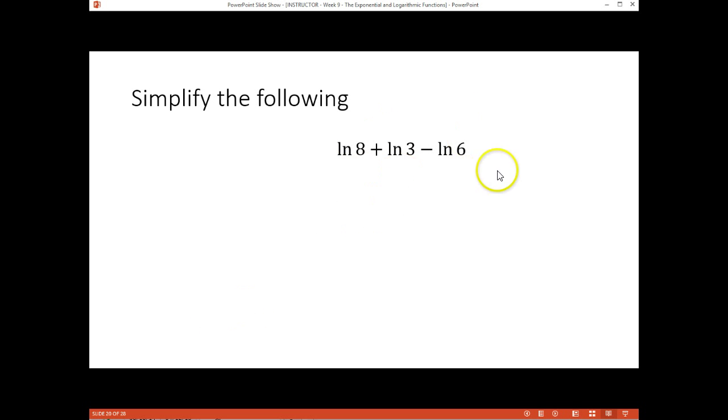If I want to simplify this, the natural log of 8 plus the natural log of 3 minus the natural log of 6, I can actually combine these into a single log. Your rule says that when you add logs, you multiply, and when you subtract, you divide. So this is equal to the natural log of 8 times 3 divided by 6. Well, we can simplify the numerator, which is 24 divided by 6, and then reduce that just to the natural log of 4. So I can take this entire equation and reduce it to simply the natural log of 4.